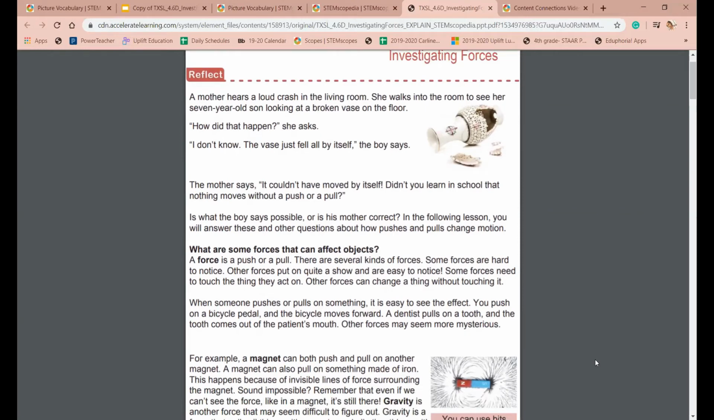A mother hears a loud crash in the living room. She walks into the room to see her 7-year-old son looking at a broken vase on the floor. "How did that happen?" she asks. "I don't know. The vase just fell all by itself," the boy says. The mother says, "It couldn't have moved by itself. Didn't you learn in school that nothing moves without a push or a pull?" Is what the boy says possible, or is his mother correct? In this lesson, you will answer these and other questions about how pushes and pulls change motion.